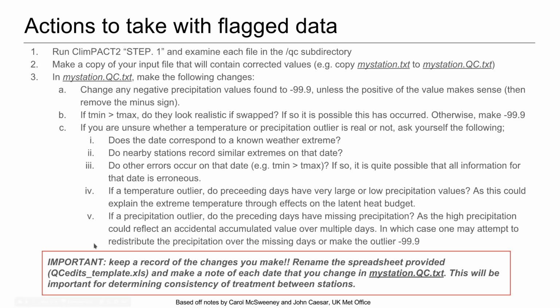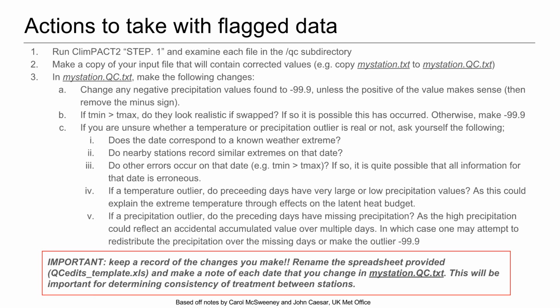Most importantly, when you make a change, you really want to make sure you keep a record of the changes that you're making. For that purpose, in the sample data directory of ClimPACT, you should see a Microsoft Excel template called QC edits template.xls. This is a very simple Excel file that has some columns, but it makes you record what date you're making a particular change, the original values, the new values, and importantly why you made that change. For example, you might know that there was a fault with the thermometer, and so you've removed a particular temperature value for some day.